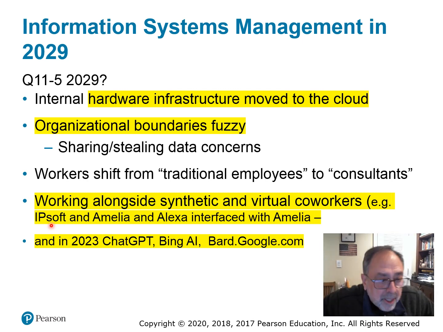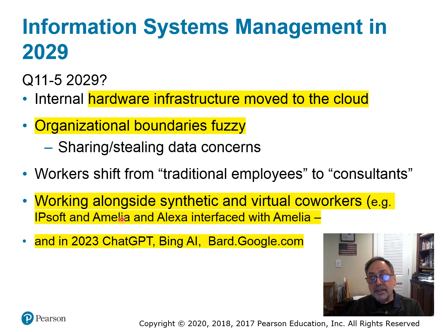So IPsoft, I've done a lot of work for them, an international AI firm here in Manhattan. They have Amelia. You saw the phone call where Alexa talked to Amelia and was able to find the personal time off for a particular employee. But these are lots of synthetic and virtual coworkers. That will only become accelerated, as you see now in 2023.